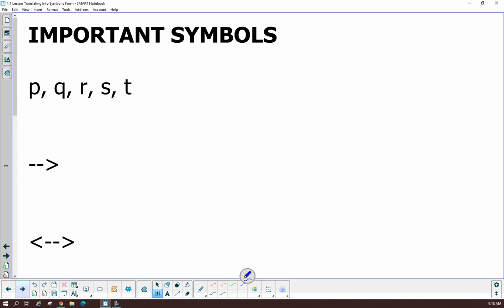So we'll start by talking about the important symbols in geometry. Whenever we use letters in this unit in logic, we typically will use these letters P, Q, R, S, T. We can use any letter really, and what these represent are statements or short sentences. So we are going to be taking words and writing them in symbolic form, and we're going to be taking symbolic form and using them to write actual sentences. And so we're going to use these letters to represent different statements, and you'll see that in the next slide or two.